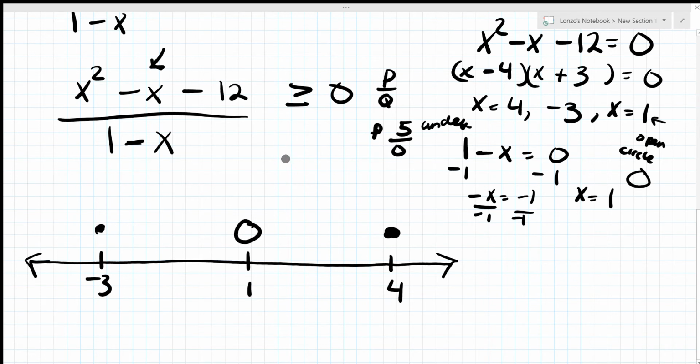Okay, now remember, this is my inequality form. Now I've got to write it in equation form, because in equation form, you've got to test the point.